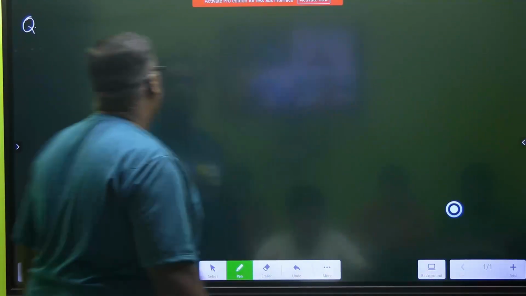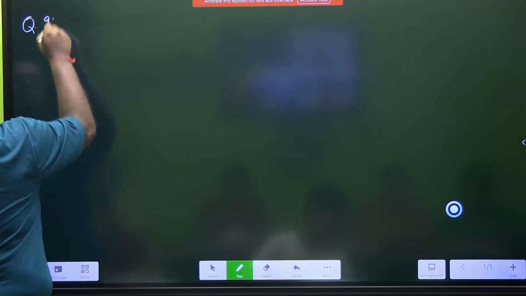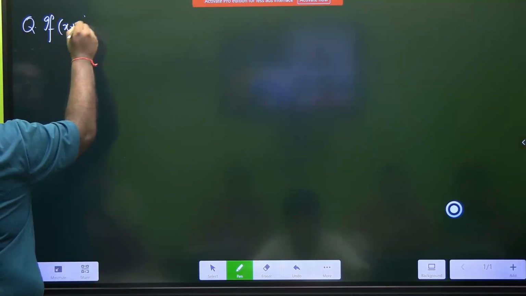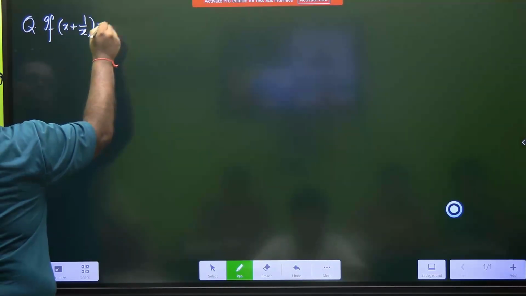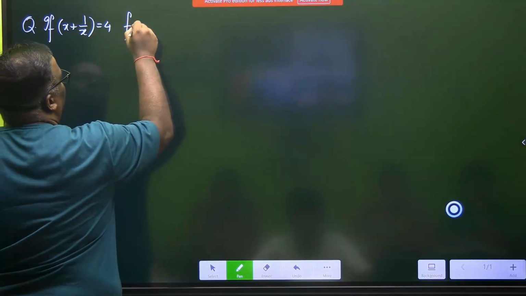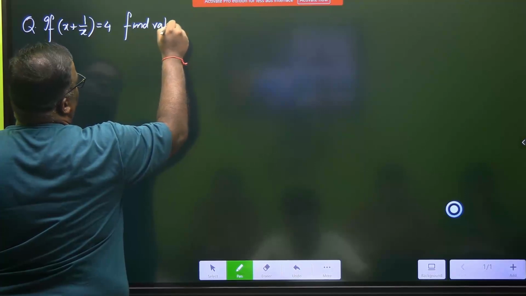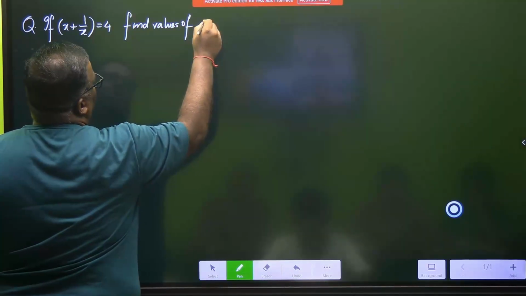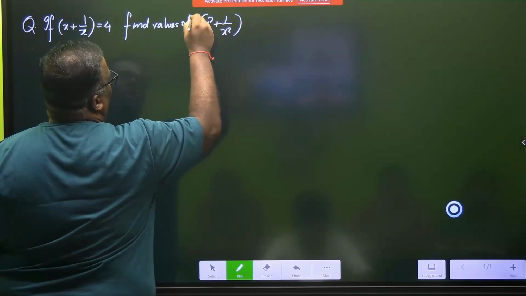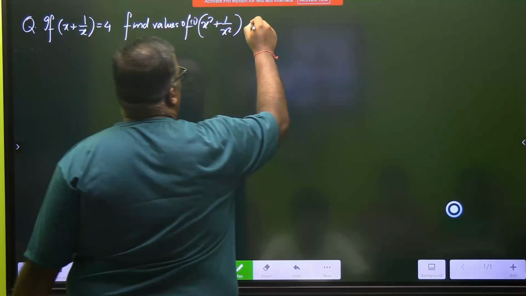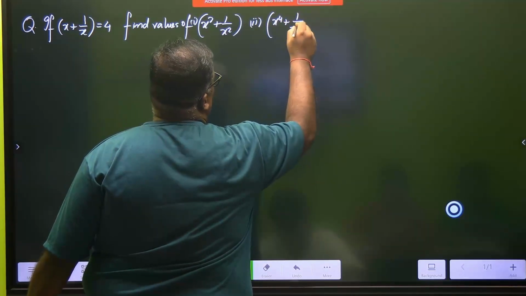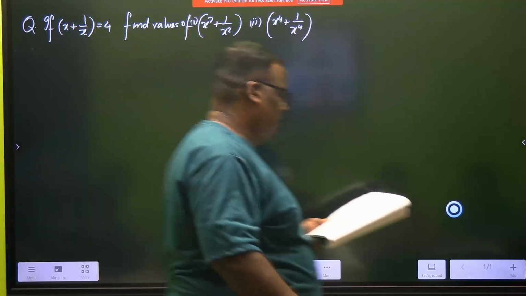Okay, the question goes like this: if x plus 1 by x is equal to 4, find the value of x square plus 1 by x square. This will be question number 1, and then there will be another question: find the value of x4 plus 1 by x4. The question will come in this manner.